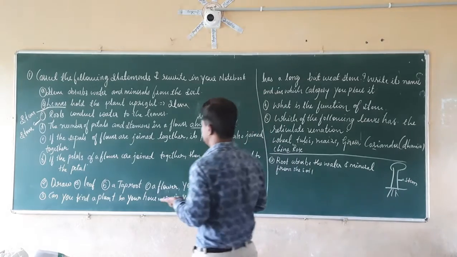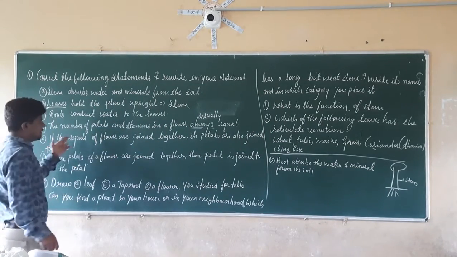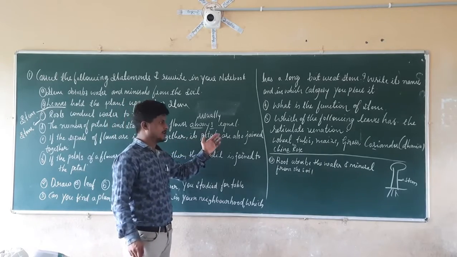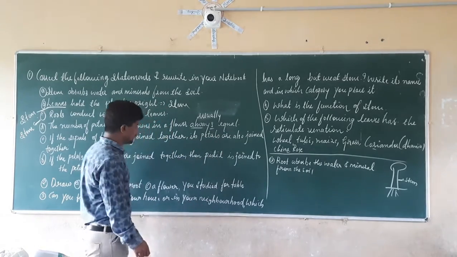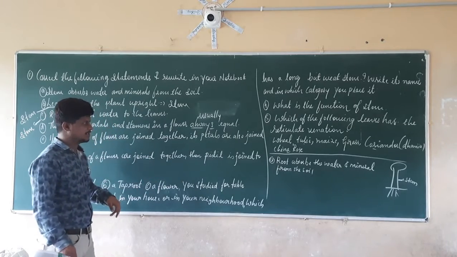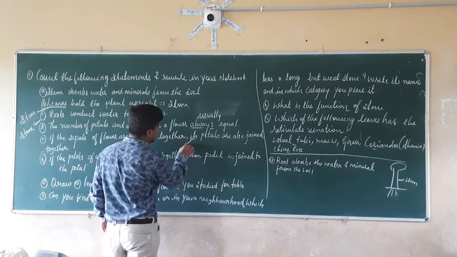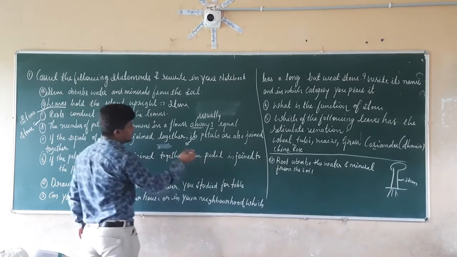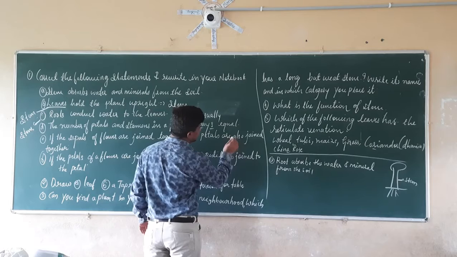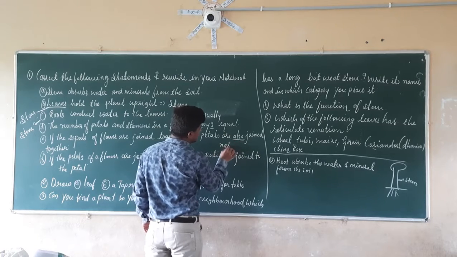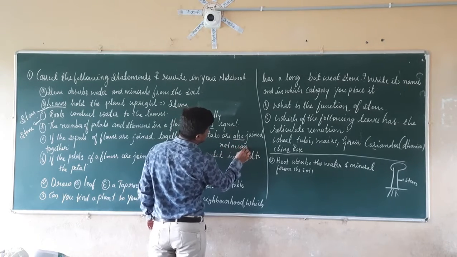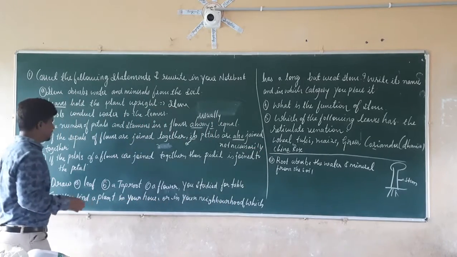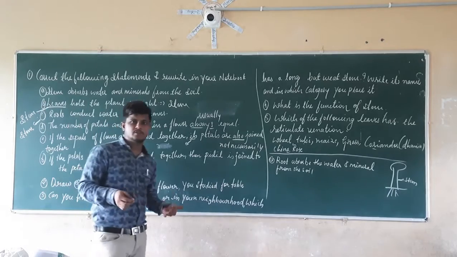So instead of that, what we are going to write here: if the sepals of the flowers are joined together, it is not necessarily that petals are also joined together. Instead of "its petals are also," we can write here "not necessarily." Not necessarily joined together. They may be joined together, they may not be joined together.